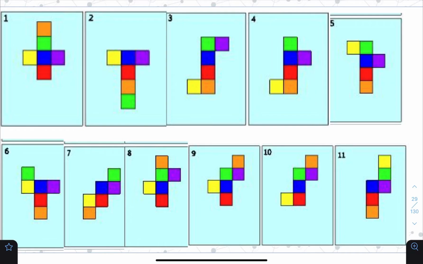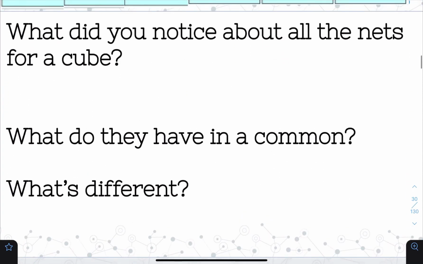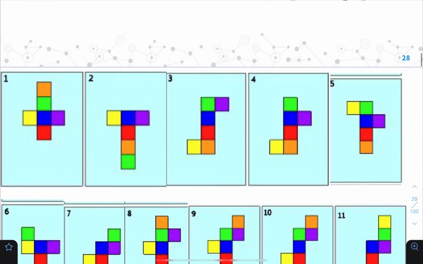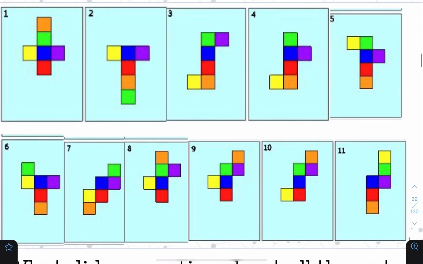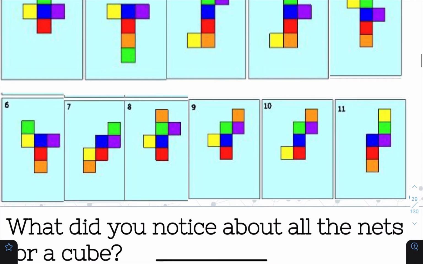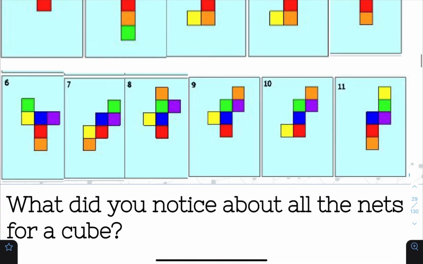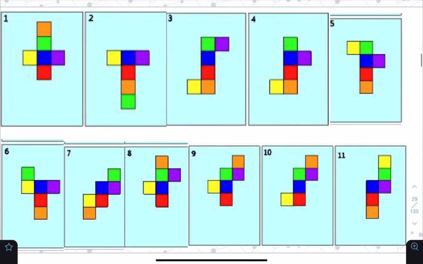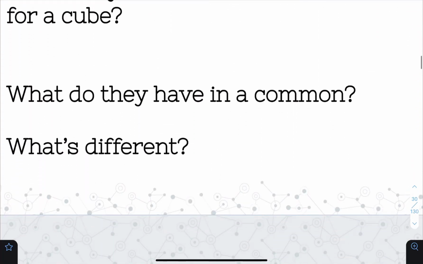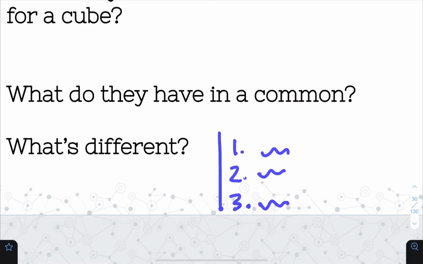All right, welcome back. Up next, I'm going to have you answer these following questions in your notebook. The first question, what did you notice about all the nets for a cube? Go ahead and go back a few seconds to the last slide. Look at numbers 1 through 11 and go ahead and mention anything that you notice about them. The next question, what do they have in common? Make a list of at least 3 things that you notice that each of these nets have in common. Your third question is going to be to list 3 differences. If you have more than 3 differences or 3 similarities, go ahead and feel free to add as much as you can. You can pause this video, answer those questions, and then come back.